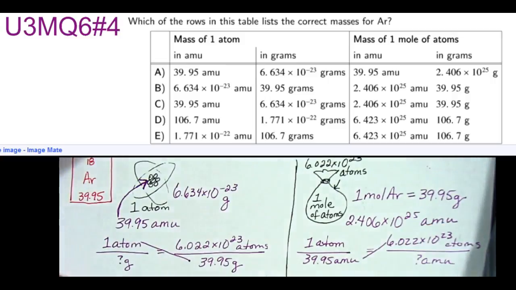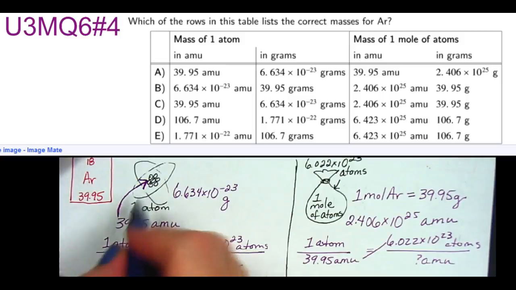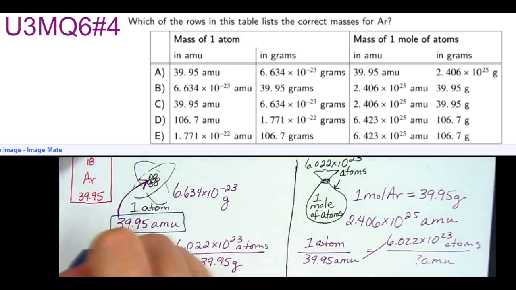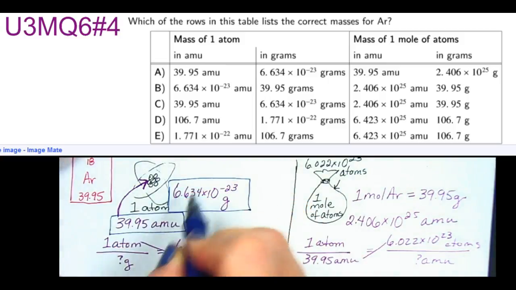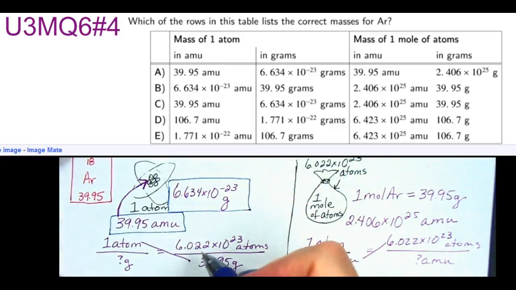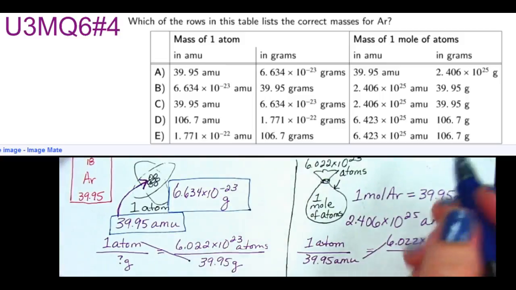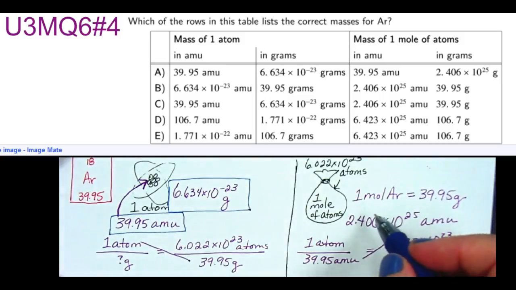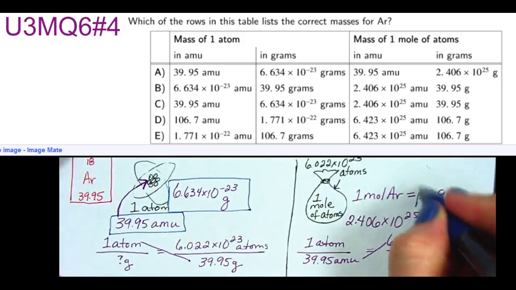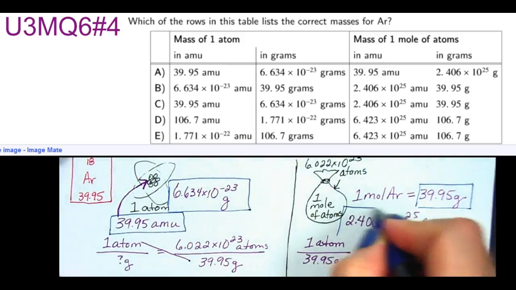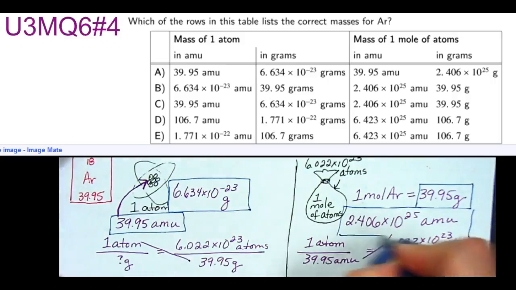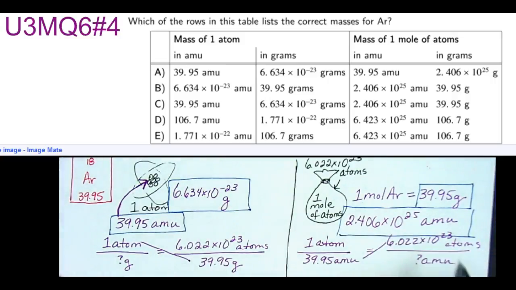So my final answers are that one atom is equal to 39.95 atomic mass units, and one atom would be equal to 6.634 times 10 to the negative 23rd grams. But if I had 1 mole of atoms, then they would have an average mass of 39.95 grams, and they would equal in total 2.406 times 10 to the 25 atomic mass units, which is letter B.